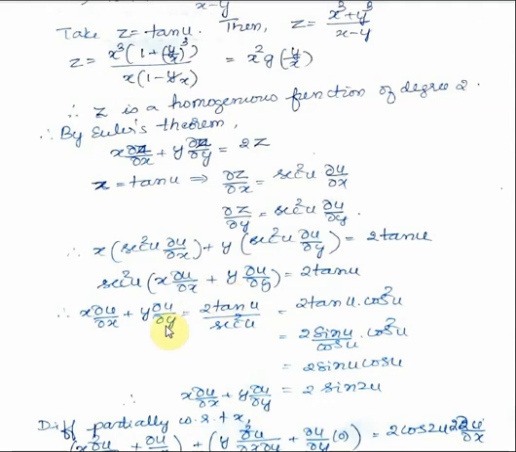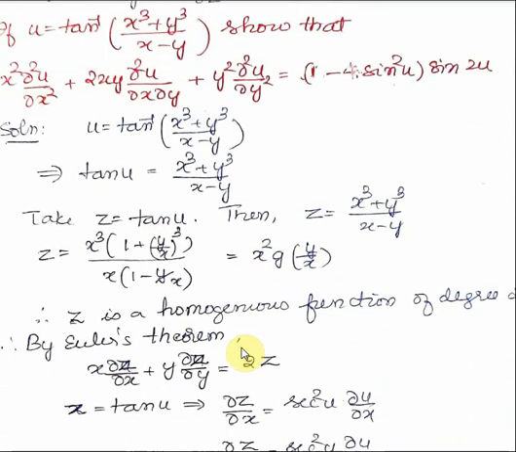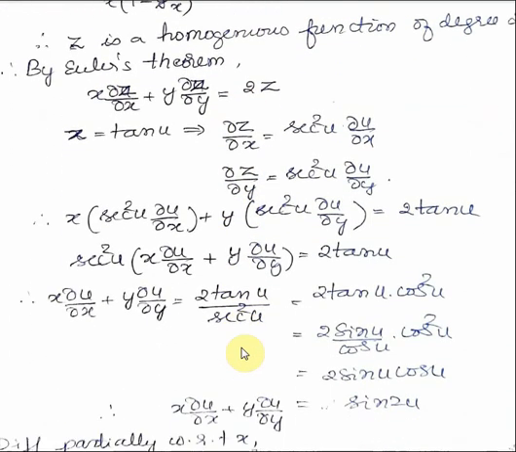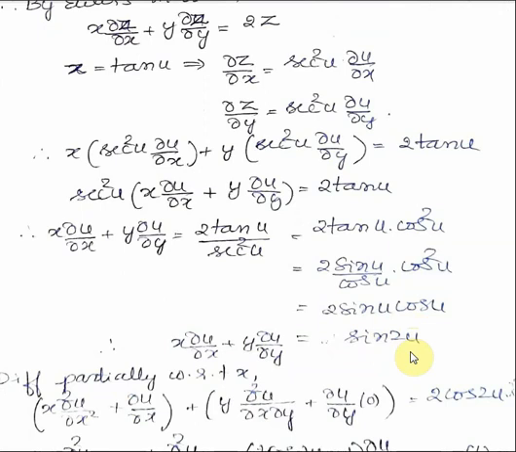Therefore, x dou u by dou x plus y dou u by dou y is equal to 2 tan u by secant square u. 1 by secant square becomes cos square. Tan u becomes sin u by cos u. Cos cancels. So 2 sin u cos u. 2 sin u cos u is nothing but sin 2u. So if you take this, by Euler's theorem we had x dou u by dou x plus y dou u by dou y, 2 sin u cos u becomes sin 2u.